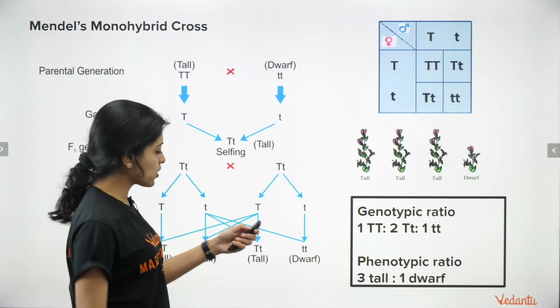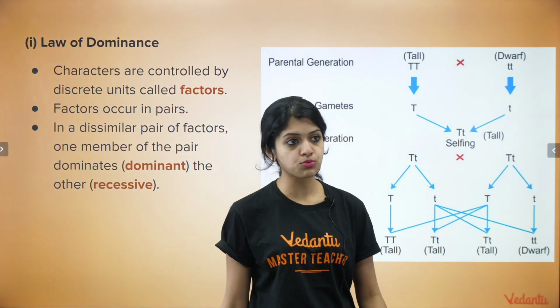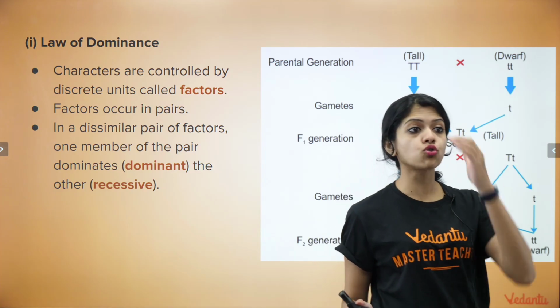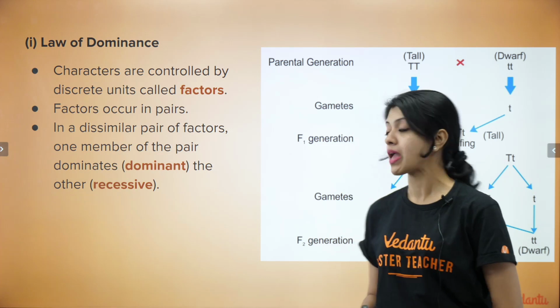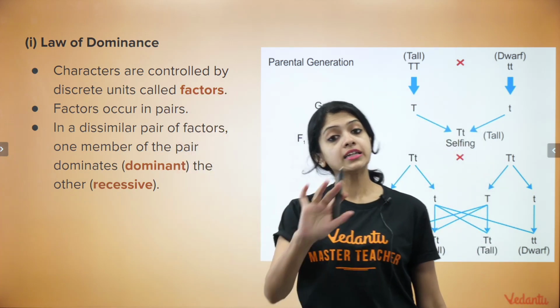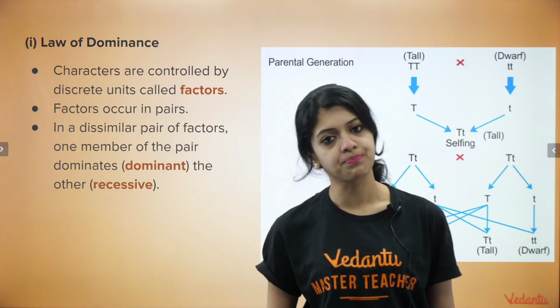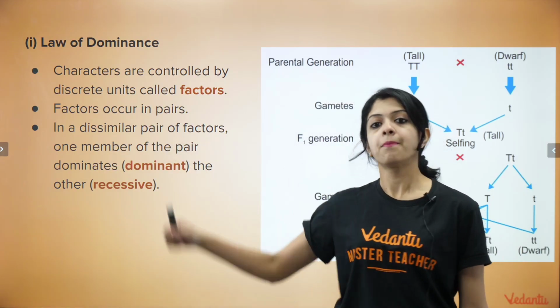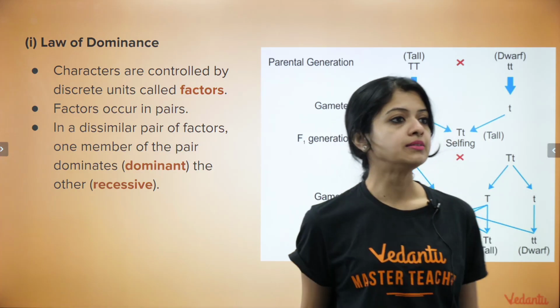Okay, now going on, he proposed two major laws based on the monohybrid experiments. What were they? One is, of course, the law of dominance, which states that characters are controlled by discrete units, which we call factors. That is another thing, children. The word factors: Mendel did not use the word allele or gene. Those terms were introduced much later. For allele and gene, Mendel used the word factor, or factors as plural.